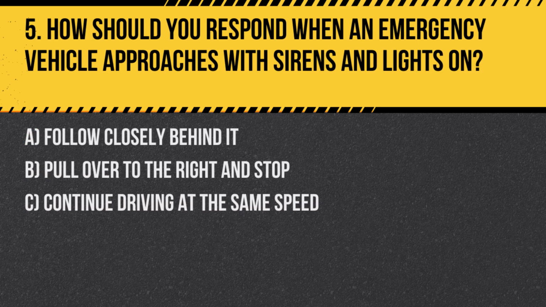Question 5. How should you respond when an emergency vehicle approaches with sirens and lights on? A. Follow closely behind it. B. Pull over to the right and stop. C. Continue driving at the same speed.